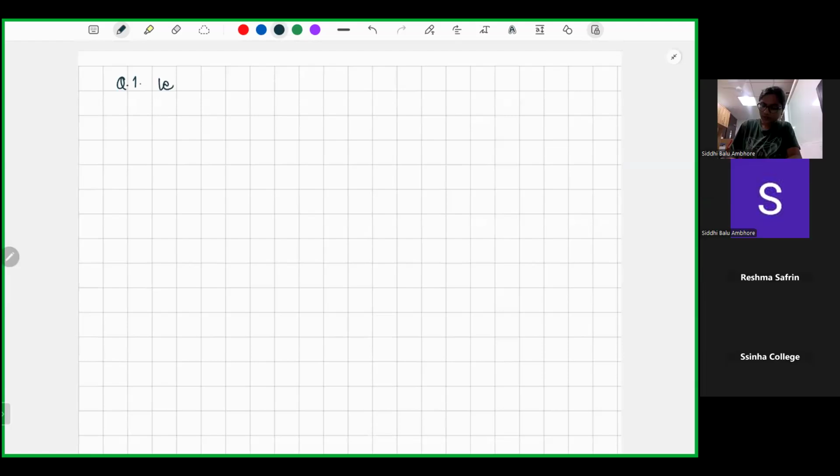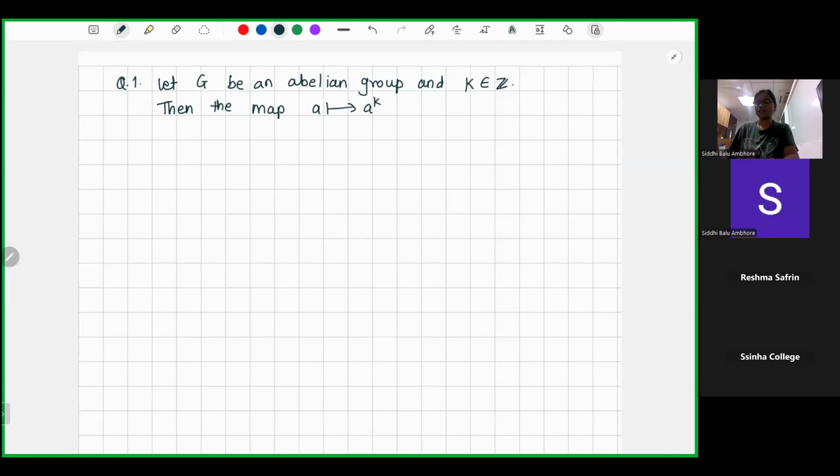Okay. So first question, let G be an abelian group and K belongs to Z. Then the map A going to A power K, that is, the group operation applied K times on A, is an isomorphism if K is: A, minus 1; B, 0; C, 2; and D, 3. And here they have said it's isomorphism.